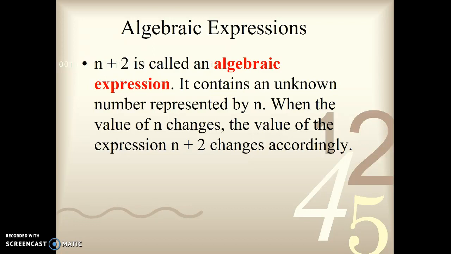Okay, really quick side note, you guys. N plus 2 is an algebraic expression. X plus 5 is an algebraic expression. Y plus 2 is an algebraic expression, and so on. When we have an equal sign, all of a sudden we have an algebraic equation. So equal sign means we change that word to equation. There we go. All right, these over here are expressions.